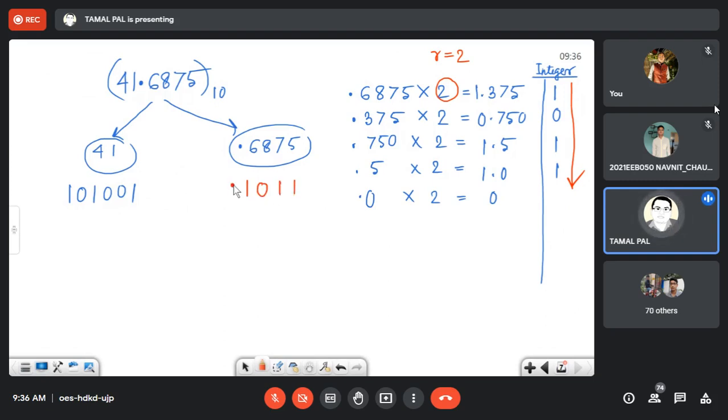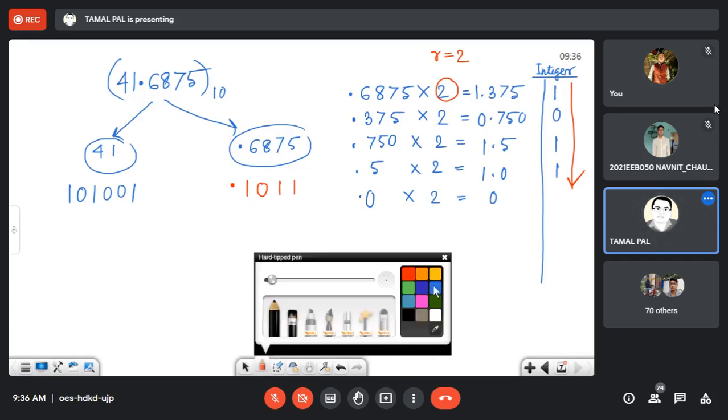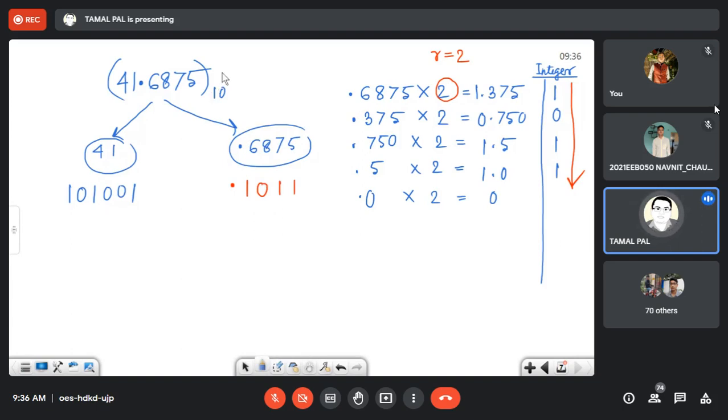1011. So before that, we have to put the radix point. Here you don't call it decimal point, because that is for the decimal system. In the binary system it is the binary point, but in general you call it the radix point. Okay. So ultimately your number is this one: 101.1011. Okay, this is the binary of this one.